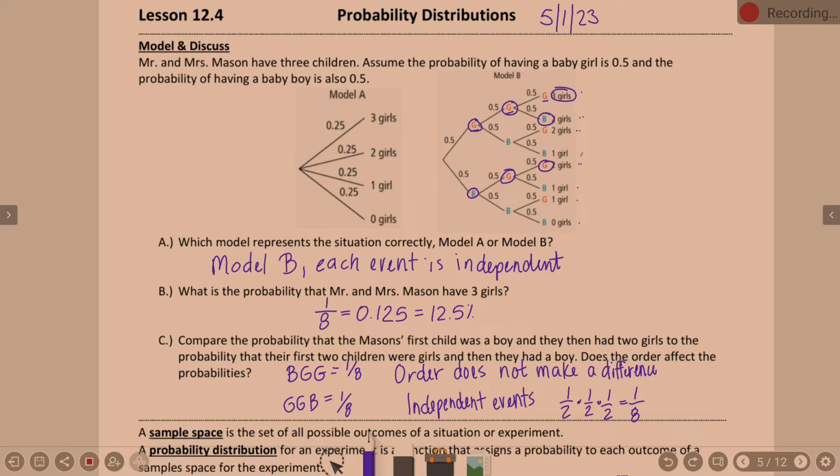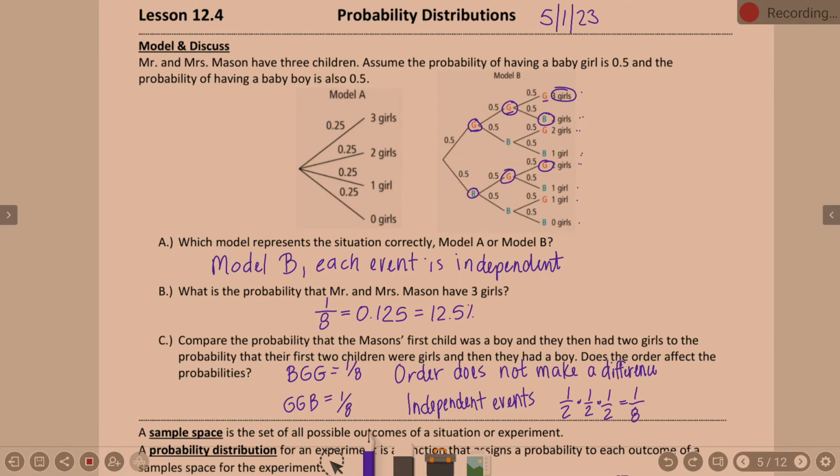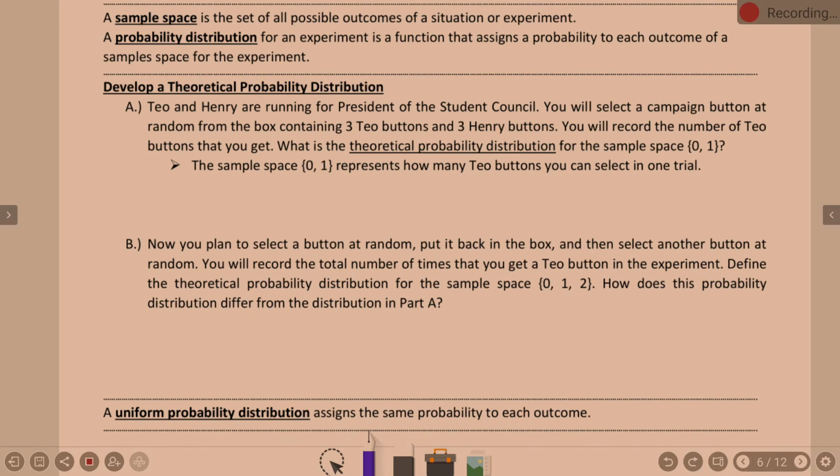You have a little bit of vocabulary there next on your paper. I think I've used probably the expression sample space. With that in mind, a sample space is a set of all possible outcomes of a situation or experiment. For example, if I go back to what we just were, BGG, that's part of the sample space. GGB, that's part of the sample space. Each of those options is one of the pieces of the sample space.